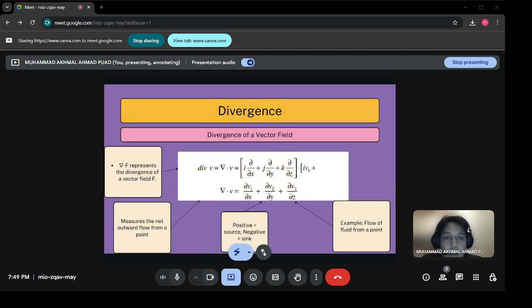And then we have the divergence of a vector field. Del dot F represents the divergence of the vector field F, which measures the net outward flow from a point. If the value is positive, it is a source, while if it is negative, it is a sink. An example of where we use this formula is the flow of fluid from a point.